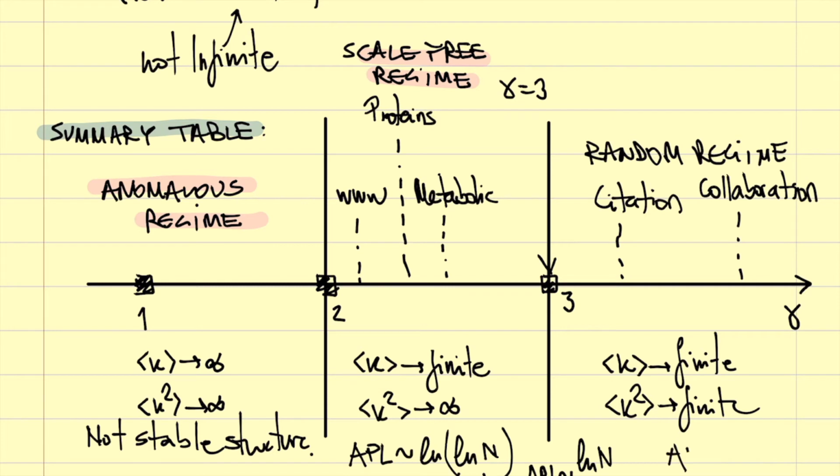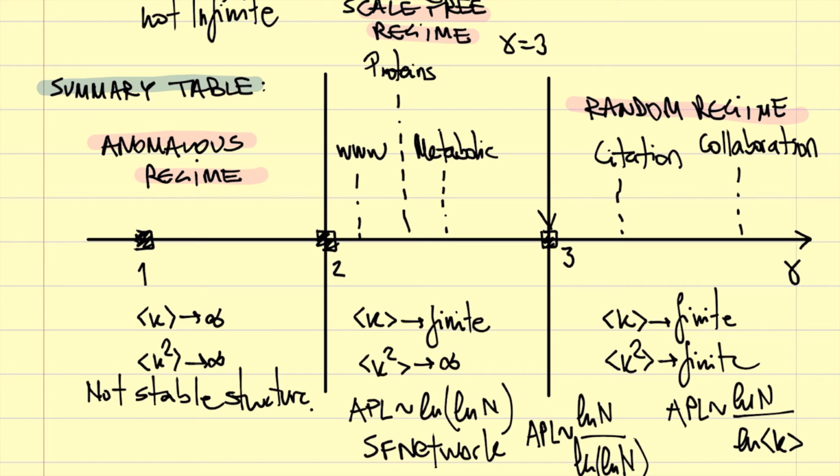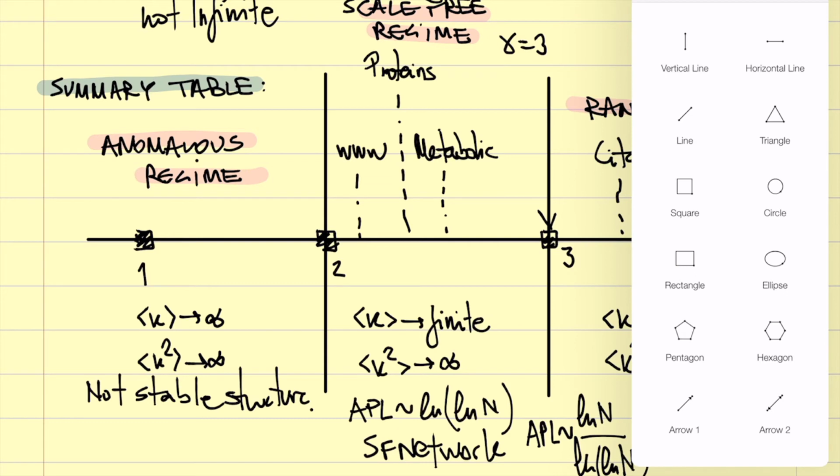And here the average path length is proportional to the logarithm of n divided by the logarithm of k. Okay? So when you find in the industry, in your future projects, when you have a network of a project, make sure the first thing you calculate is the average path length, so that you know if you are in a random state or if you are in a scale-free regime. Okay?